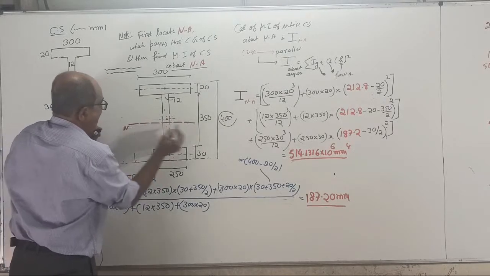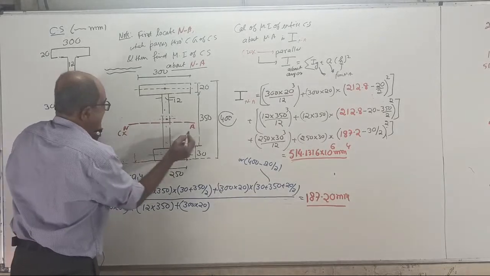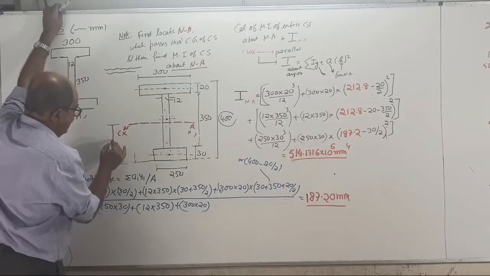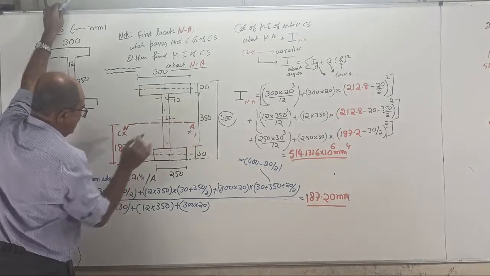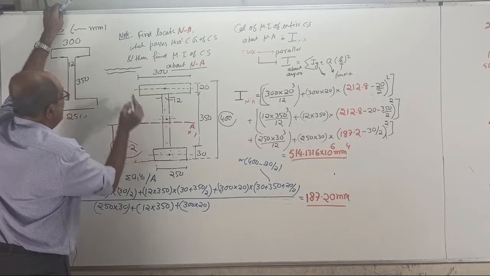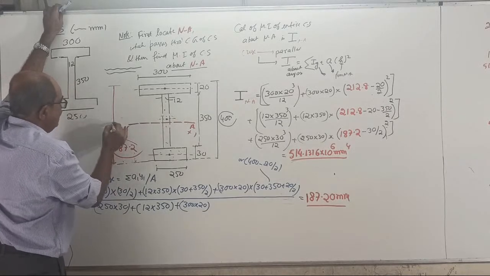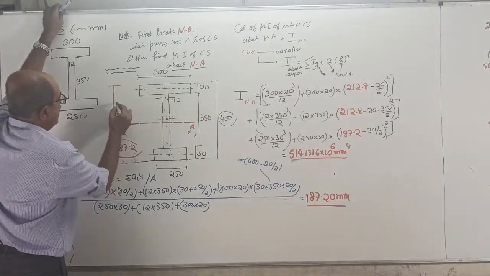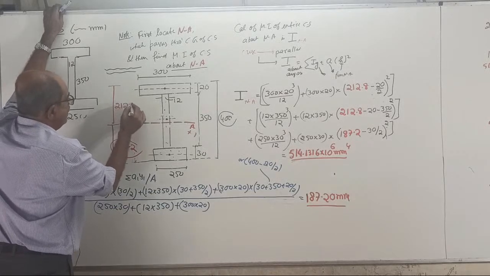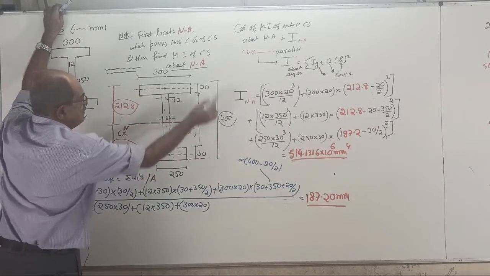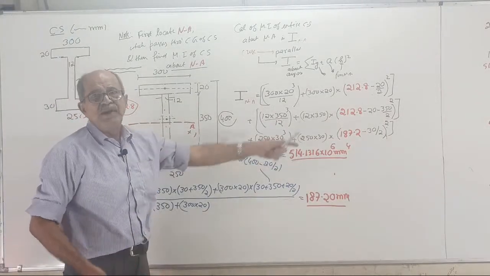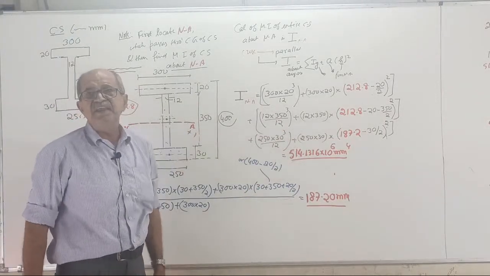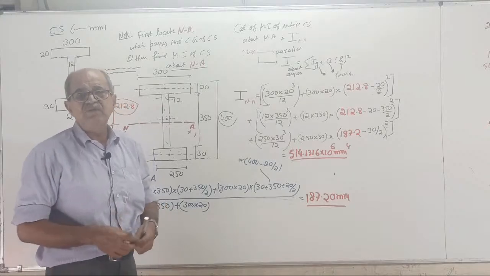This is the neutral axis, or you can call it the x-axis. From here to here is 187.2, the calculated value. Therefore, from here to the top it will be 212.8. How did you get it? From 400 subtract 187.2, giving 212.8. Now see, I change the moment of inertia. See correctly once again.